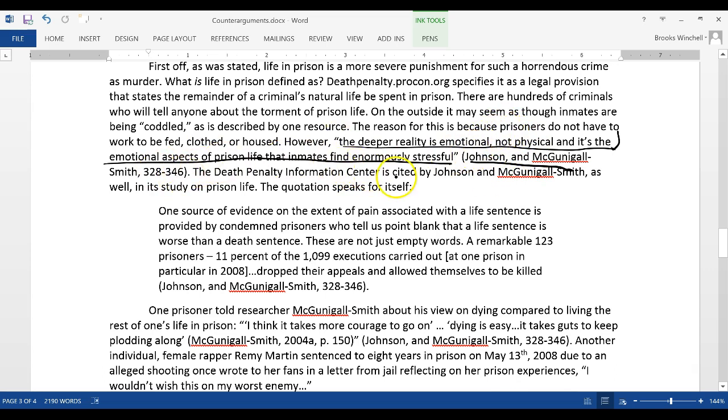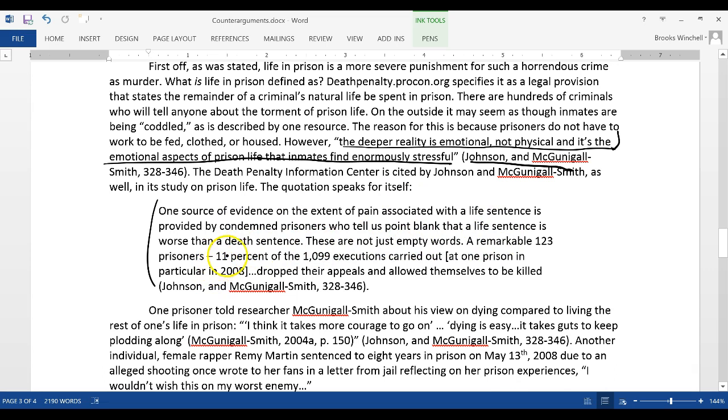The Death Penalty Information Center is cited by Johnson and McGonigal-Smith as well in its study on prison life. The quotation speaks for itself. So here's a research finding. One source of evidence on the extent of pain associated with life sentence is provided by condemned prisoners who tell us point blank that a life sentence is worse than a death sentence. These are not just empty words.